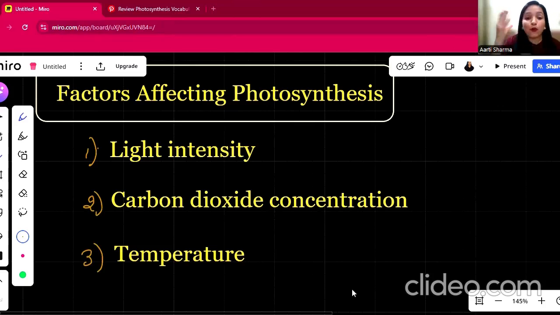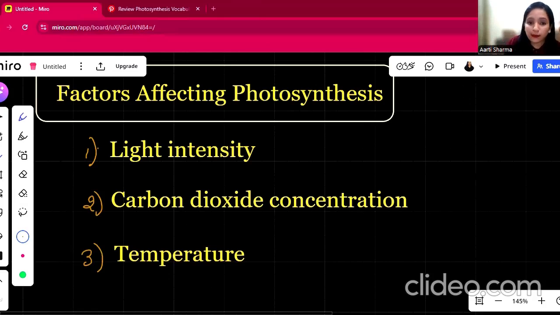Light intensity means the more sunlight a plant receives, the faster photosynthesis can occur. Imagine if I give you all the ingredients, it would be easy for you to make delicious food, right? In the same way, if plants are absorbing more sunlight, the faster photosynthesis can occur in that plant, up to a certain limit. So more sunlight means faster photosynthesis. Another factor, carbon dioxide concentration: more carbon dioxide in the air can increase the rate of photosynthesis.